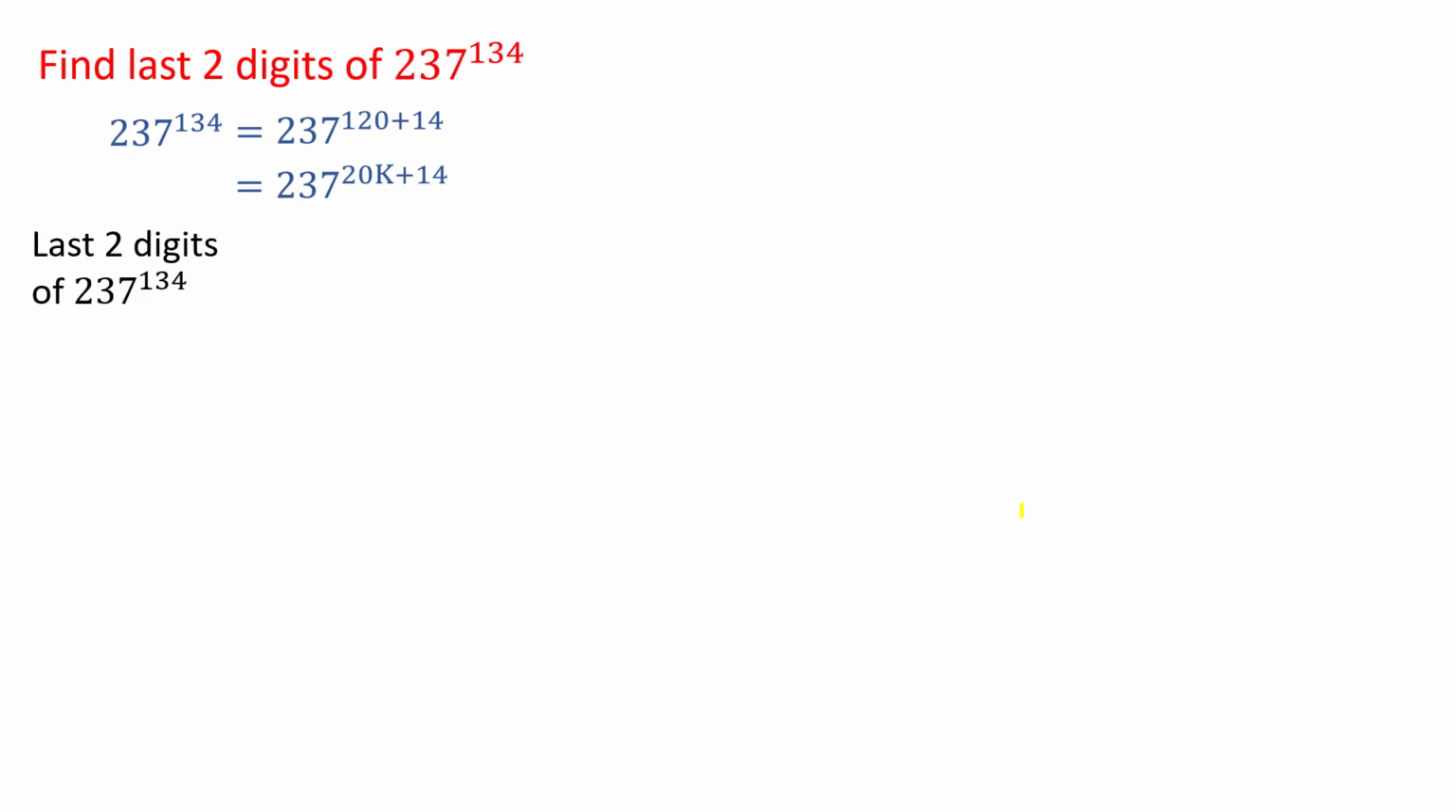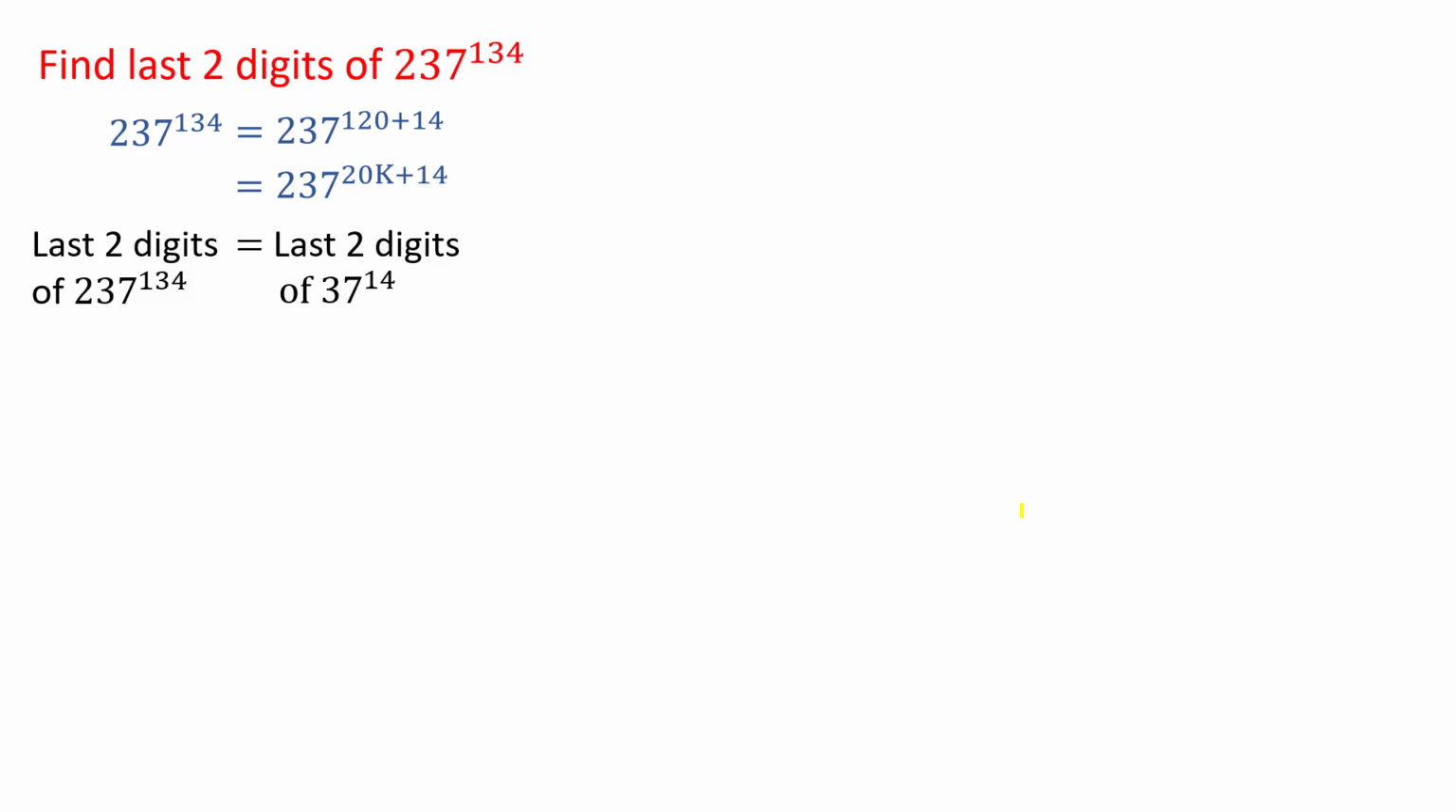Okay everyone, now let's have a look at a few questions in which we are going to use this property. First of all, let's say I want to find the last two digits of 237 to the power 134. The first step is to divide the power by 20. So 134 is what? Tell me. 120 plus 14. So we can write the power as a multiple of 20 plus 14. So the last two digits of 237 to the power 134 are the same as the last two digits of 37 to the power 14.